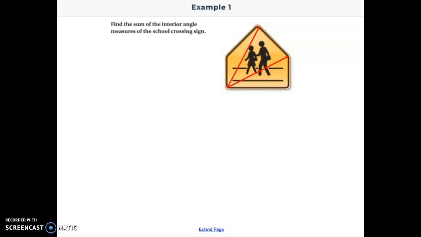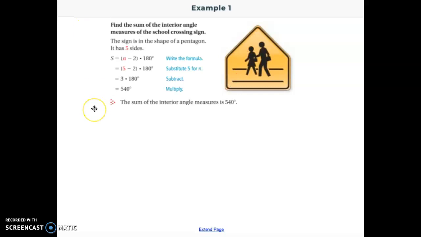All right, so now that you've copied that formula down, find the sum of the interior angles measure of this school crossing sign. Again, we can divide this into triangles and say, okay, it's 180 times 3, it's 540. We've got that on our chart. But now let's use the formula, okay? Let's practice using that. Remember, write those formulas down because then you can just plug in your numbers.